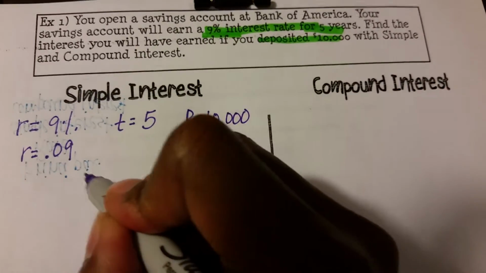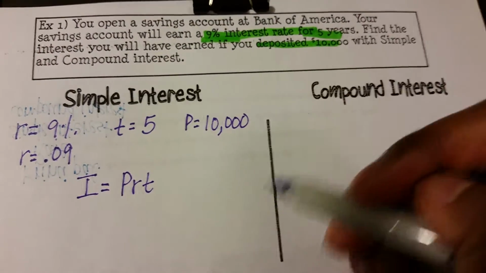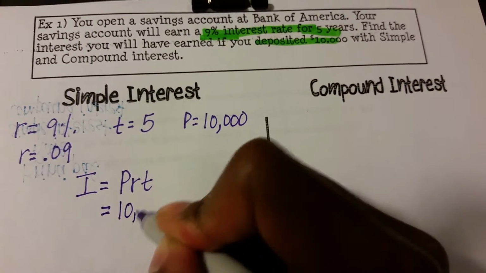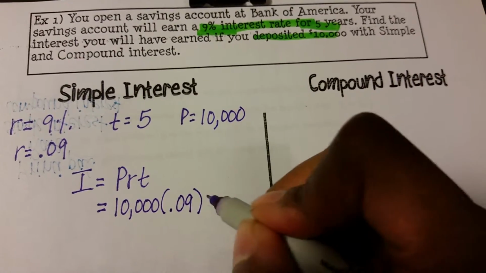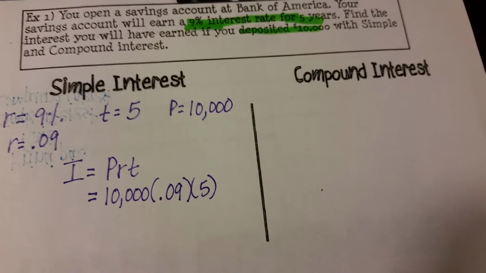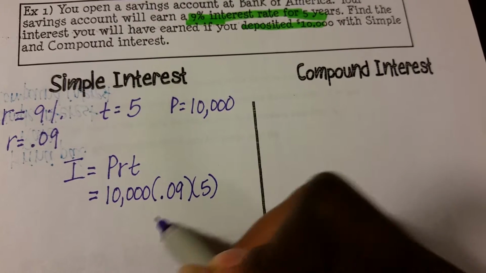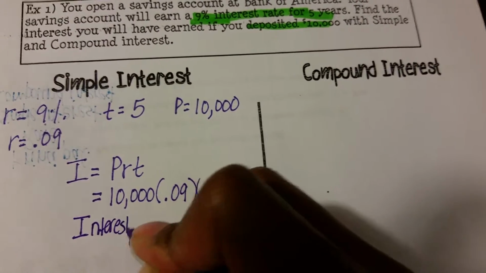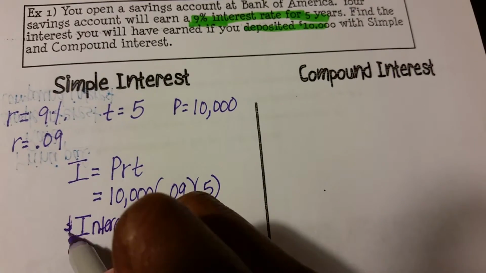Okay, so now with simple interest, we know we're going to do I equals P R T. And all we're going to do is just plug these numbers in. So principal is 10,000. My rate is 0.09. And my time is 5. Okay, now when we calculate this, again, we multiply 10,000 times 0.09, and we get that answer and multiply it by 5. Now, our interest here is equal to 4,500.